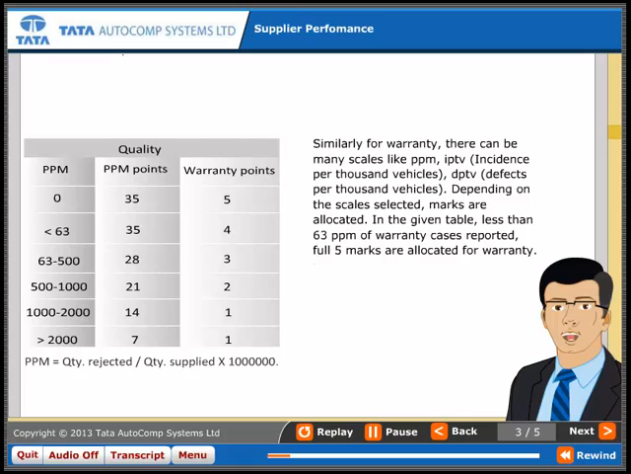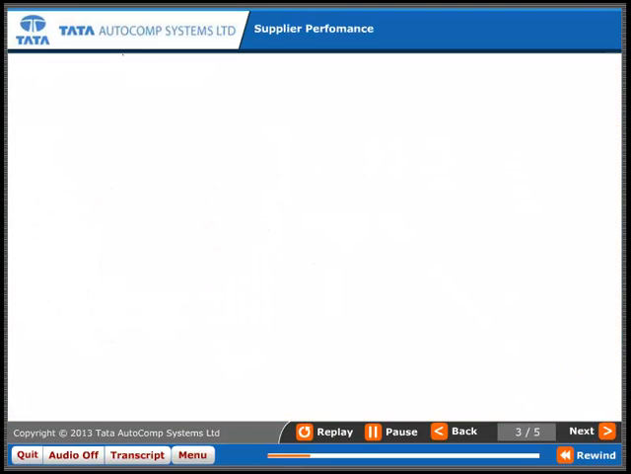Similarly, for warranty, there can be many scales like ppm, IPTV, incidents per 1000 vehicles, DPTV, defects per 1000 vehicles. Depending on the scale selected, marks are allocated. In the given table, less than 63 ppm of warranty cases reported, full 5 marks are allocated for warranty.